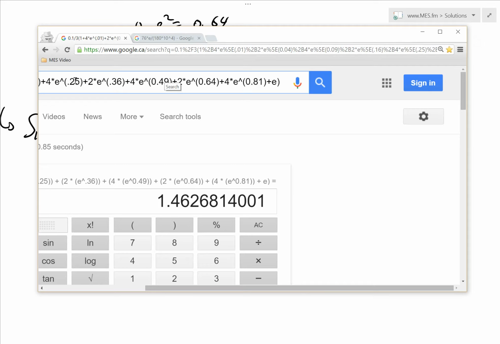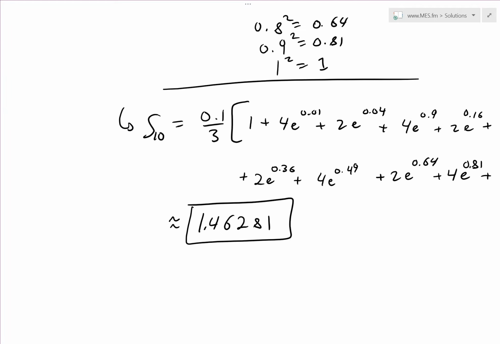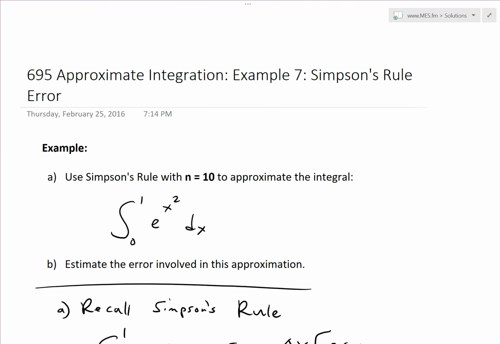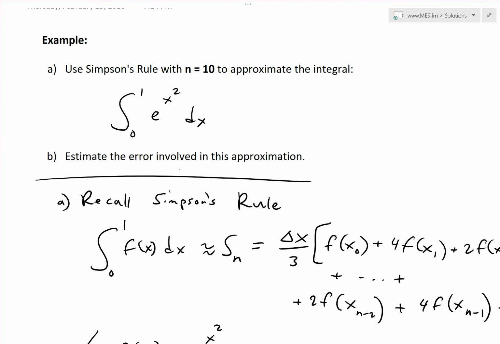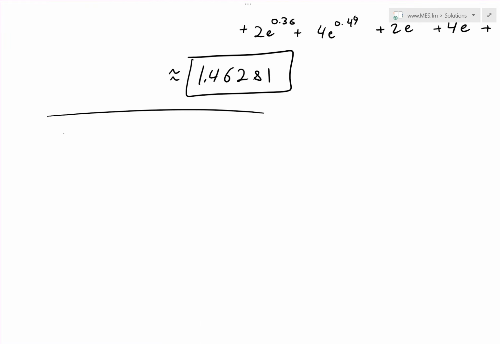And the answer is 1.462681. Let's write that full thing down. So this is roughly equal to 1.46281, and this is our approximation for that integral. And now let's look at part B, which states: estimate the error involved in this approximation. So let's do part B now.